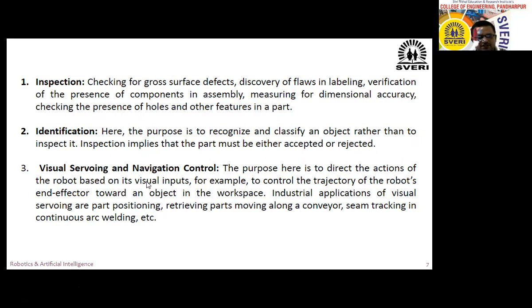Third is visual surveying and navigation control. The purpose here is to direct the actions of the robot based on its visual inputs, for example, to control the trajectory of the robot's end effector toward an object in the workspace. Industrial applications of visual surveying are part positioning, retrieving parts moving along a conveyor, seam tracking in continuous arc welding, etc.